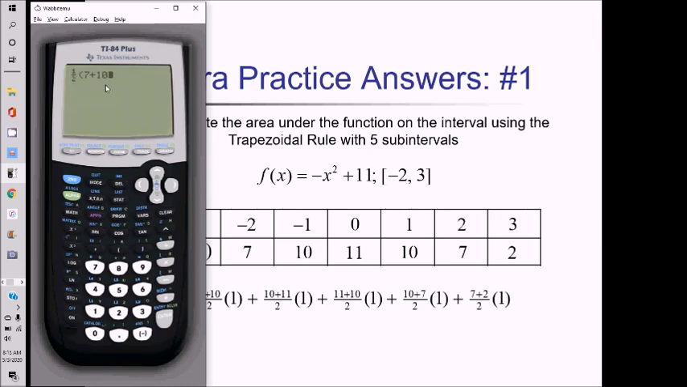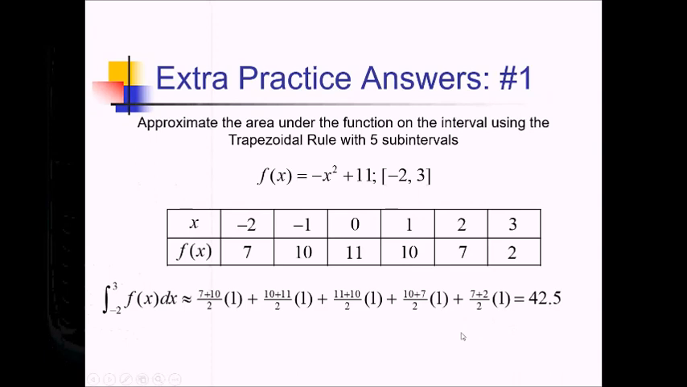7 plus 10 plus another 10 plus 11, and you're going to add a bunch of these things twice. Plus 11 plus 10 plus 10 plus 7 plus 7 plus 2. Not so bad when you kind of have a pattern there. And that's going to be 85 over 2. Which if I wanted to, I could go to math and turn that into a decimal. Either way, 42.5, there it is.